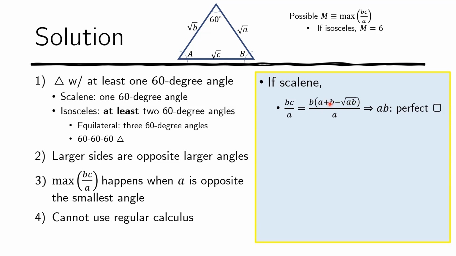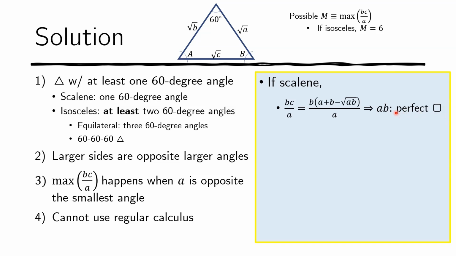This expression must be an integer. So A is an integer, B is an integer. Therefore, the square root of AB must also be an integer. And the only way to make that an integer is to have the product of A and B to be a perfect square.